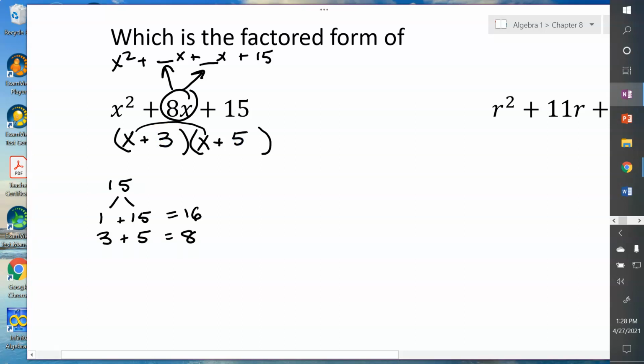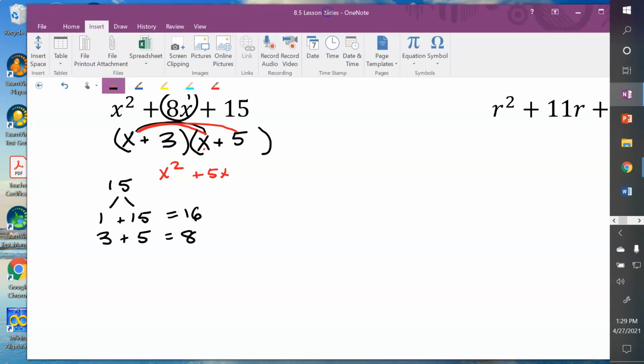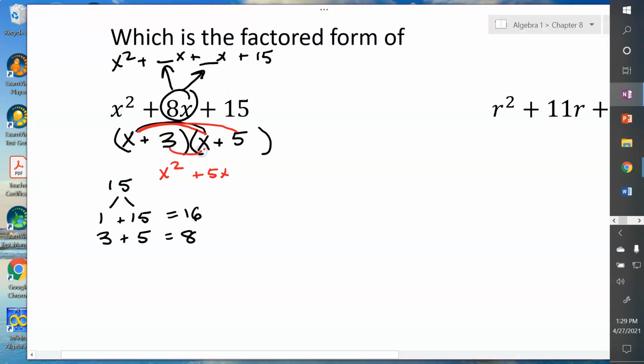And now let's go ahead and check to make sure that when I distribute, I get what I'm looking for. So let's do x times x. I get my x squared. Let's do x times 5. I get 5x. Let's do 3 times x. Oops, somehow I erased that. So 3 times x, that gives me 3x. And then 3 times 5, that gives me 15. So there's my 4 terms.